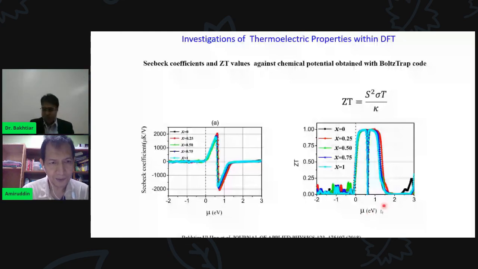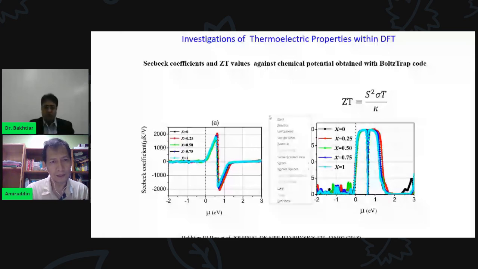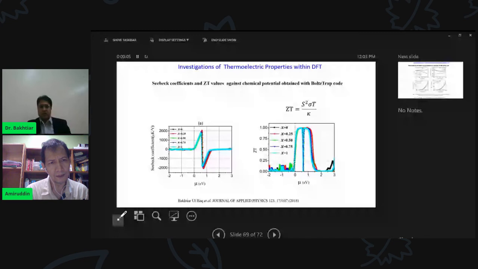Okay, Dr. Bakhtiar. Yep. Sorry, you have shown at least two cases where for some properties of the material you have to use some additional software or package to calculate, right? Previously, you were talking actually about.